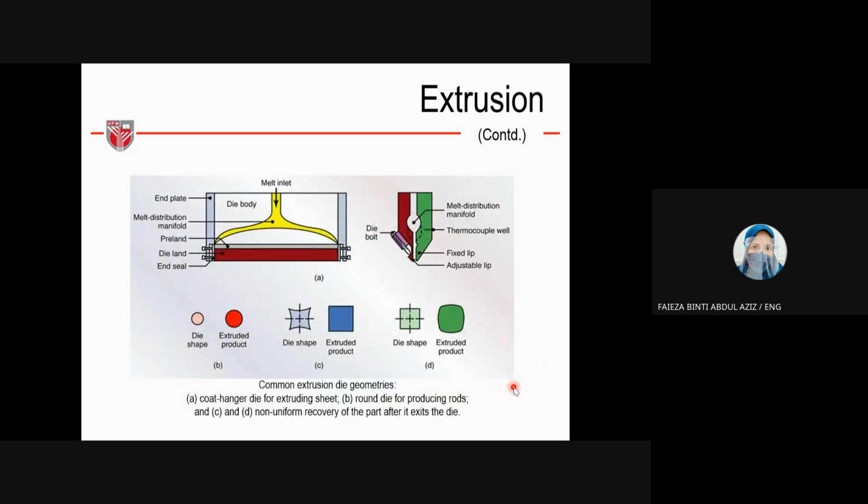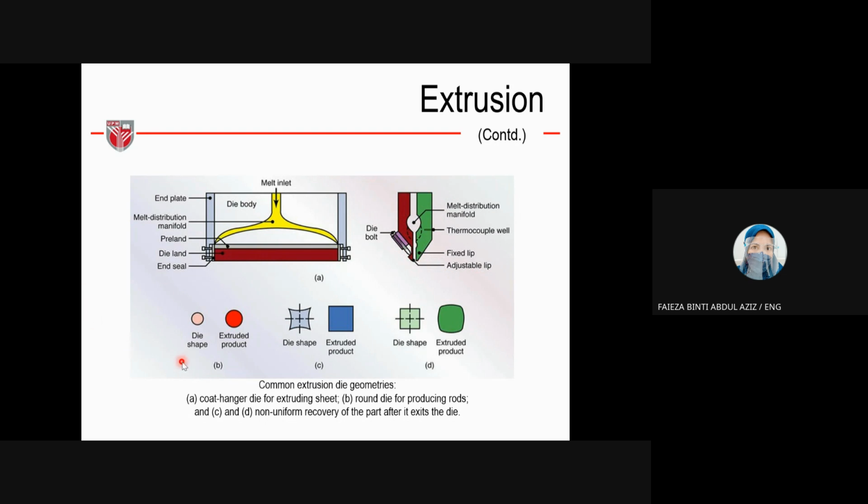If you look at this figure in detail, this is the melt inlet and this is the die. On the right-hand side, this is the melt distribution manifold. This is the die bolt, and this is the adjustable lip. This one is fixed, and this one is adjustable.